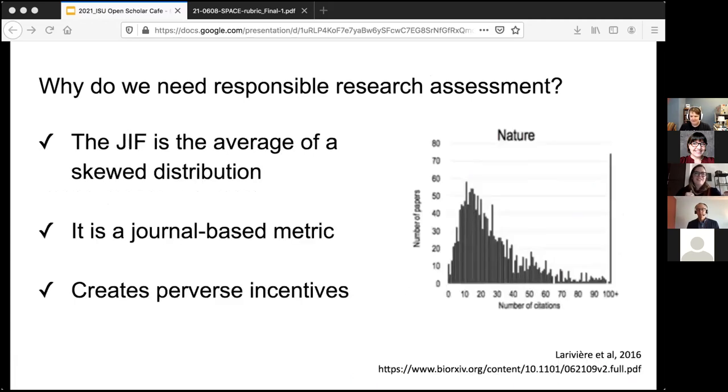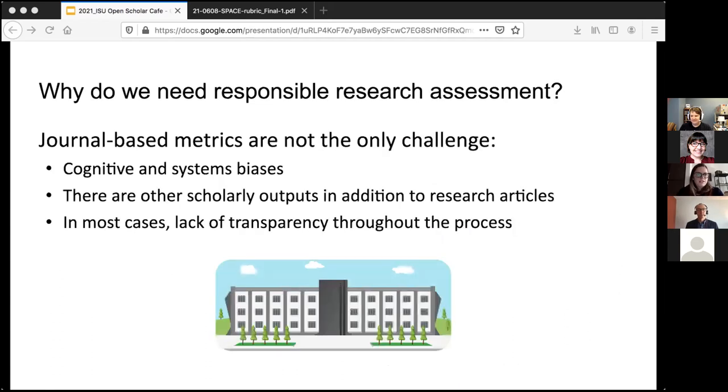It is the average of a skewed distribution. Like I mentioned before, it's a journal-based metric, so it's designed to measure journal performance, not individual performance. And it creates perverse incentives within the system. So that's a big challenge with these journal-based metrics. But I do want to emphasize that journal-based metrics are not the only challenge with fair and responsible research assessment.